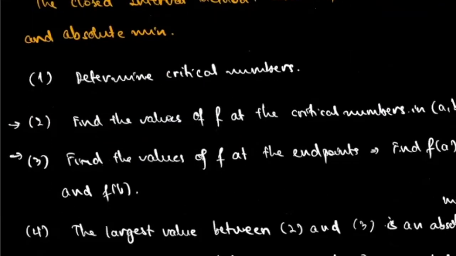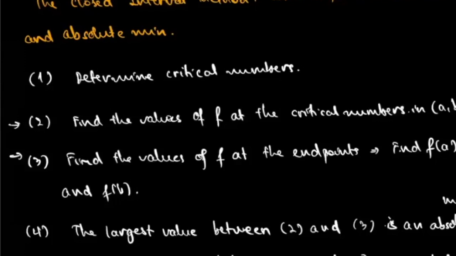So first you have to identify critical numbers. In order to identify critical numbers, you have to take the derivative of the function and set that equal to 0 and just solve for the equations. Whatever you get for the critical numbers, substitute that back into the original function to get the output value. You do that for the endpoints as well. Take the endpoints back into the original function to find the output.